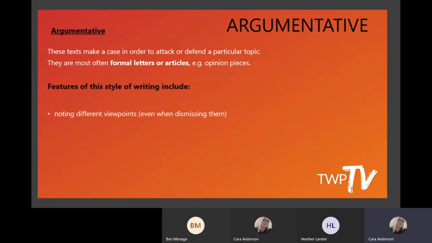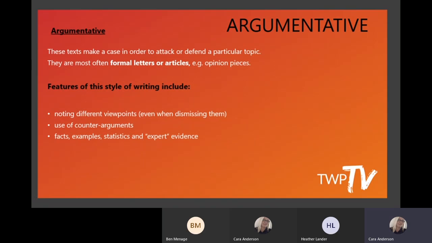Okay, so the features in an argumentative text are going to be noting different viewpoints. They might even dismiss them. So they might say, so and so said this, and then completely dismiss it and say why it's not relevant or why it's good. They could use counter arguments. So again, they may say this has been stated, however, this is the truth and the fact, and this is my argument that I'm going to put towards you. There's going to be facts in there, because if you're going to put an argument across, you need to have some facts to back up what you're saying. Give an example as well.